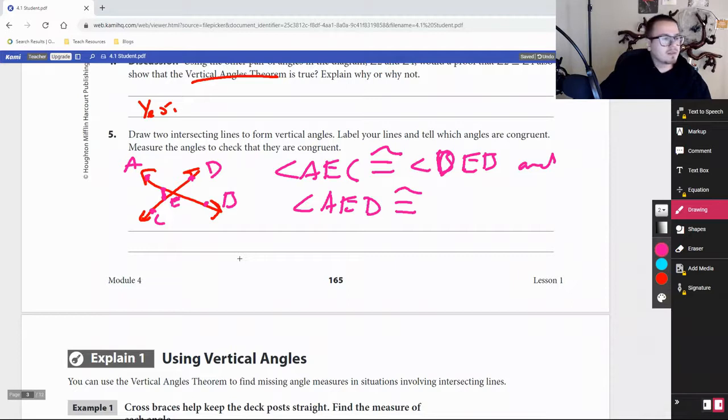and DB, and then in this one we got AED. We got AED and CEB are also congruent. And if you measured them, if you took the protractor out, in my example that I'm using, the measure is something like 45 degrees and 135 degrees, but your results may vary, right?